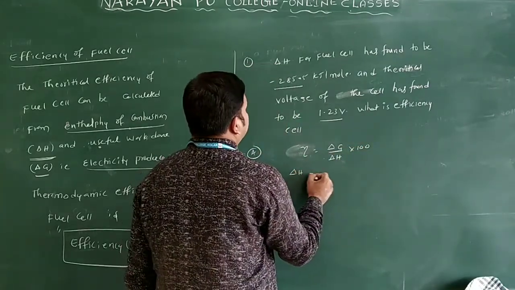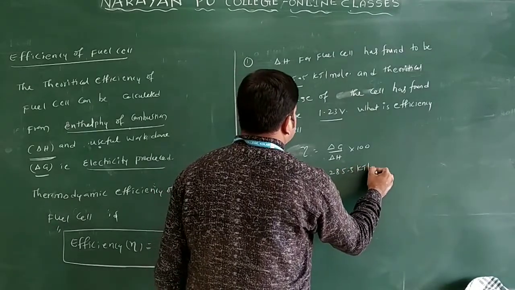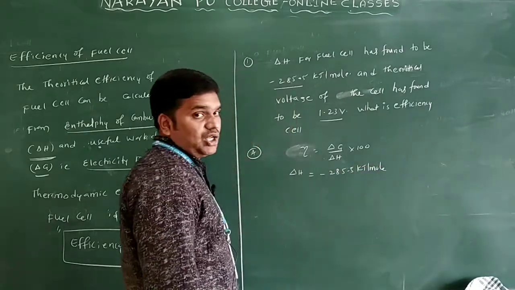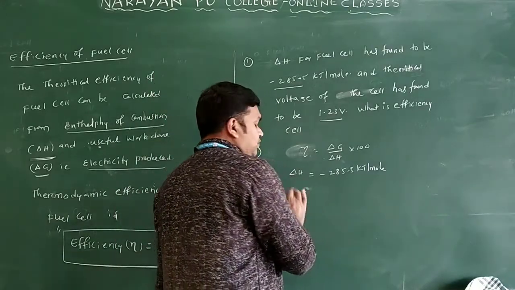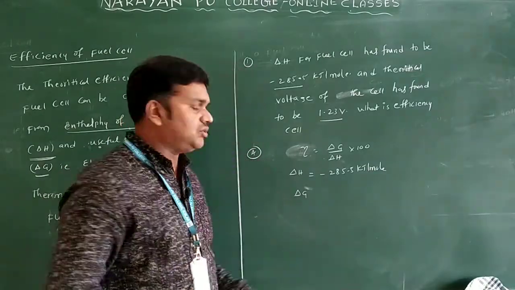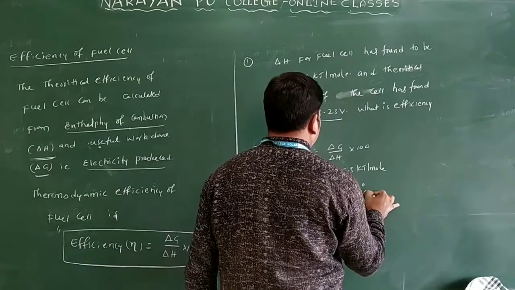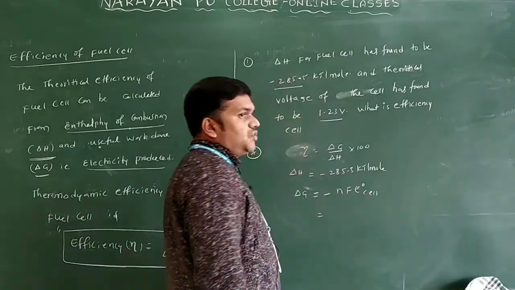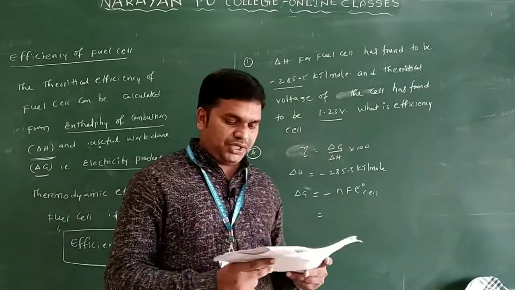Delta H is already given, that is minus 285.5 kilojoule per mole, and E naught of the cell is given. We can find out delta G, that is the standard Gibbs energy only. So delta G, generally what is the formula we have? Minus nFE naught cell. So Faraday is 96487, and E naught cell is already given, 1.23 volts only.